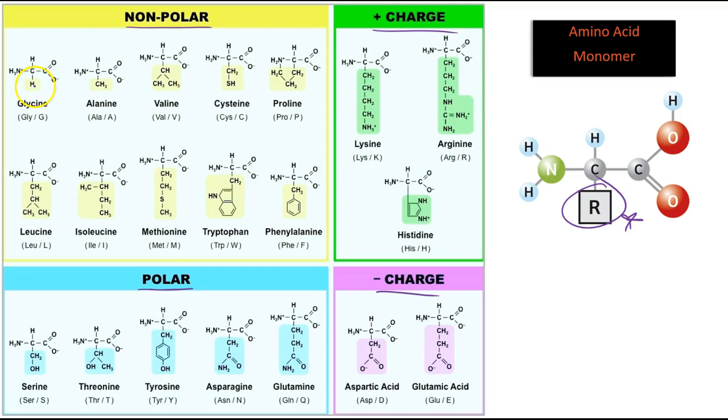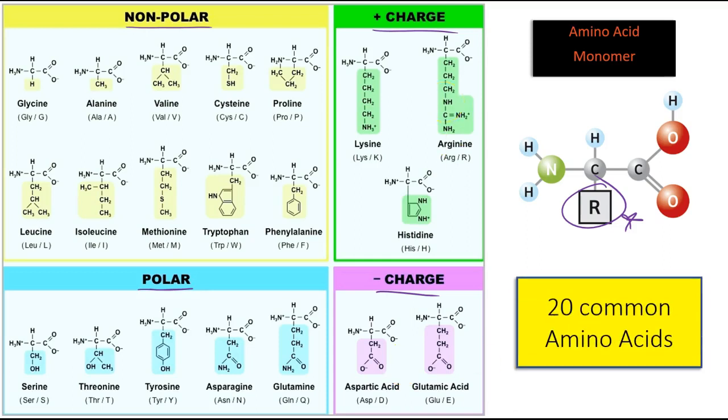Okay, and you'll notice that the radical groups, the R groups, are highlighted in every case, because it's outlining the difference between all of these amino acids. Okay, these particular amino acids are nonpolar, these amino acids are polar, these amino acids are negatively charged, and these amino acids are positively charged. And you'll notice that there are 20 different amino acids that are commonly occurring in nature.